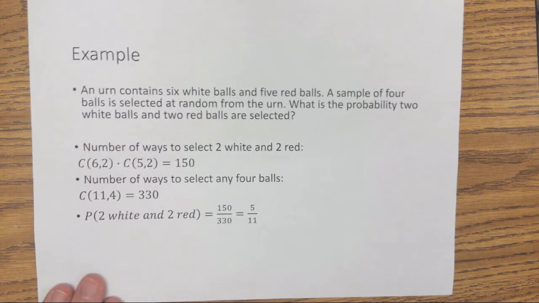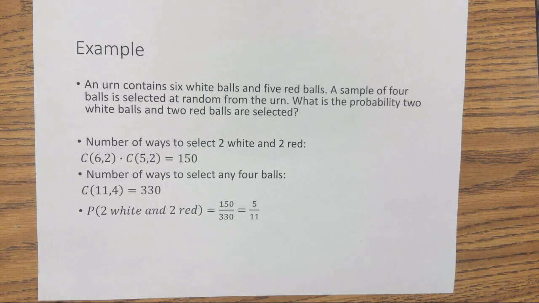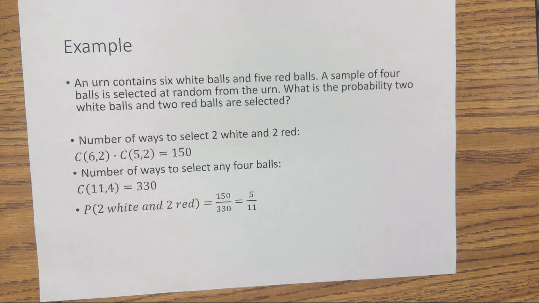Okay, last example. There's an urn containing 6 white balls and 5 red balls. A sample of 4 balls is selected at random from the urn. What is the probability 2 white balls and 2 red balls are selected?